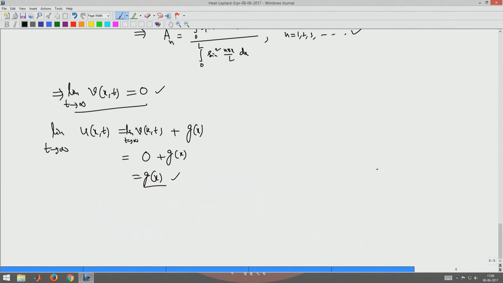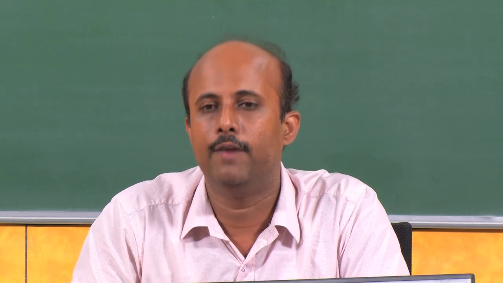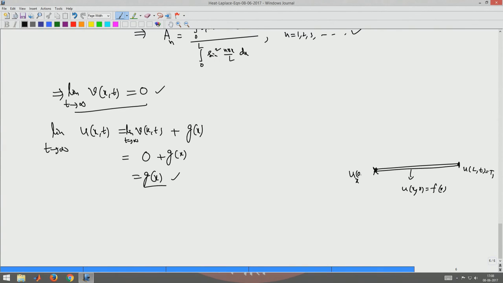Now what else can we do with this rod? If you are given a finite rod with initial data u(x,0) = f(x), you can also insulate one end and maintain some temperature at the other end, say u(L,t) = T1. Insulation means you are not allowing the heat to go out, that means the flux, the normal derivative of the temperature, u_x at x = 0, you maintain 0 for all times. If you insulate it, this is the condition you have.